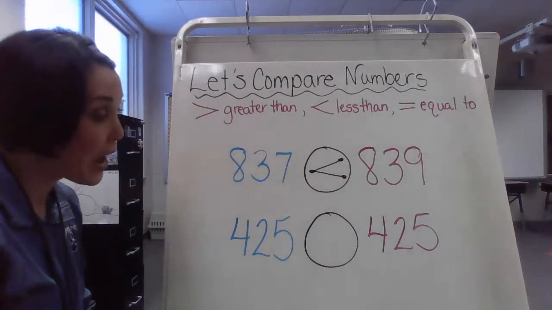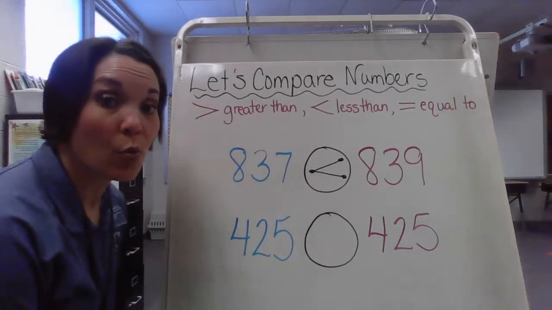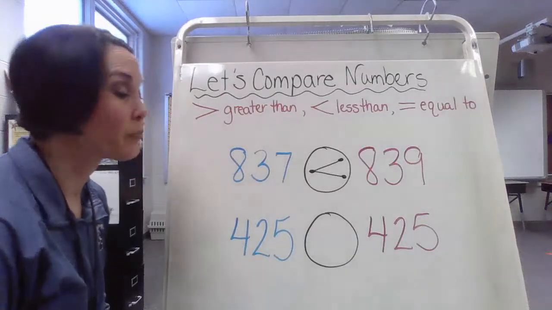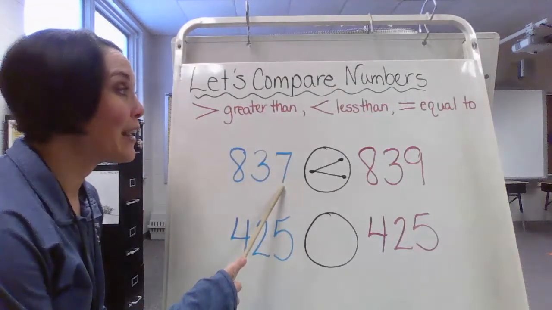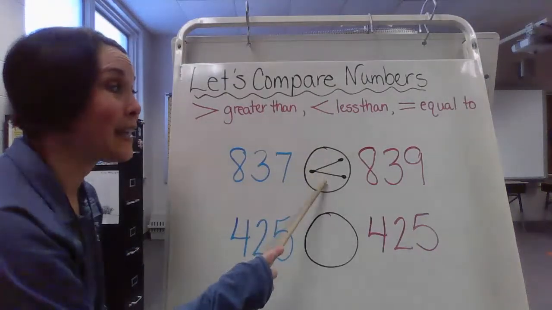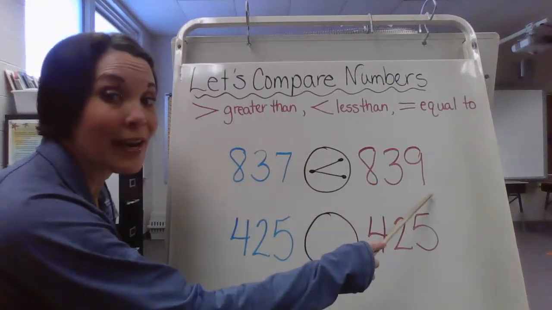Now we need to read this correctly. Here we go: 837 is less than 839.